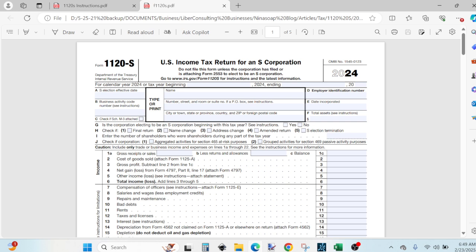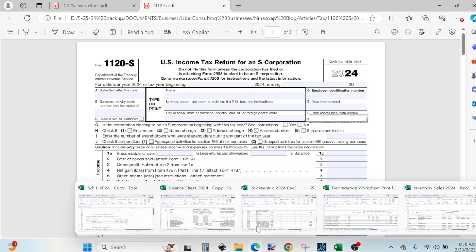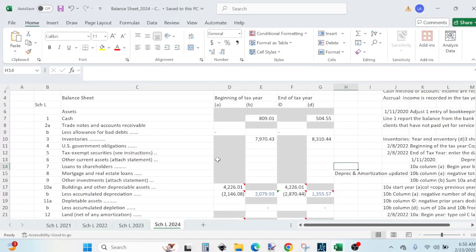If you have payroll, you need your payroll documents, and so forth. So we'll talk about those documents you need as we go along. So total assets, you'll find that on your balance sheet. I have some documents open here, and we can go to the balance sheets.